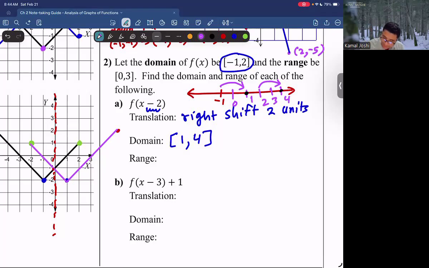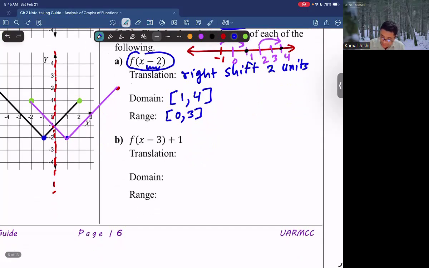And what about the range? You'll notice that we did not modify the output. The f(x) is still the same. So the range has not changed, which will still be 0 to 3. The graph has only been shifted horizontally, so no change in the vertical values, right? No change in the range. Next.